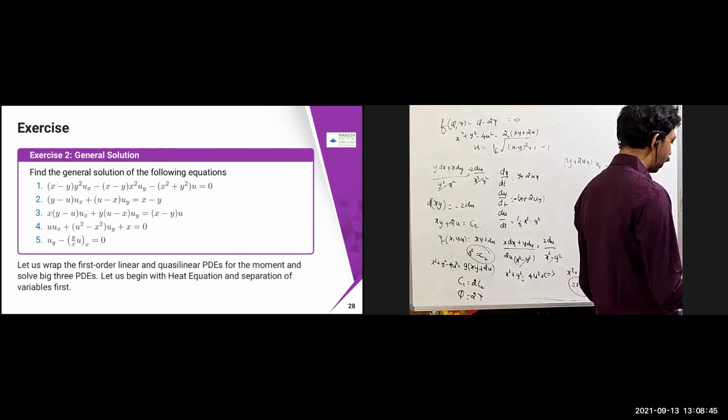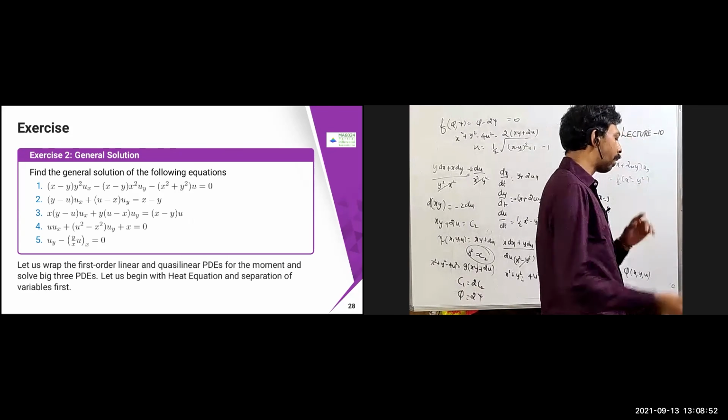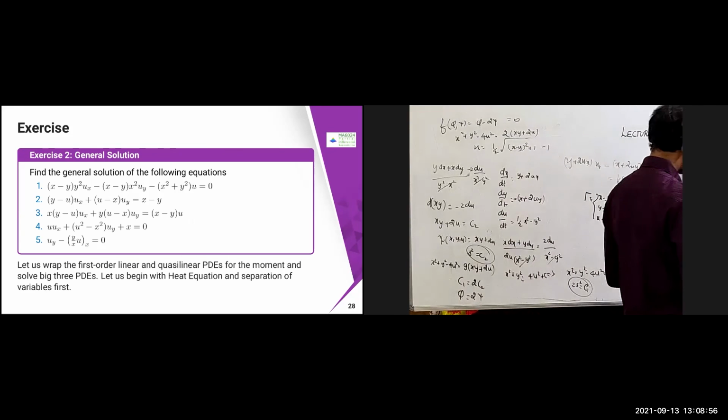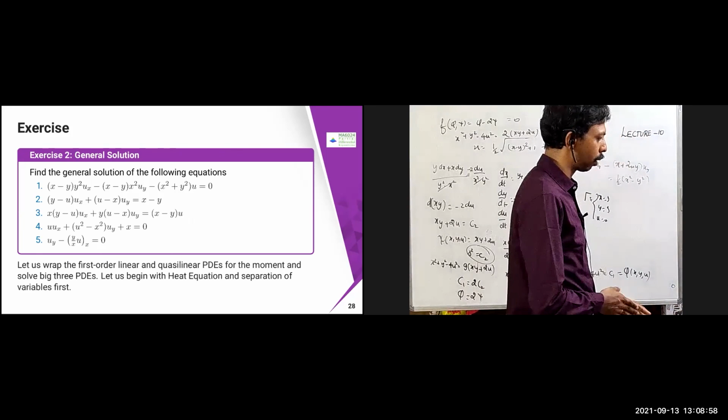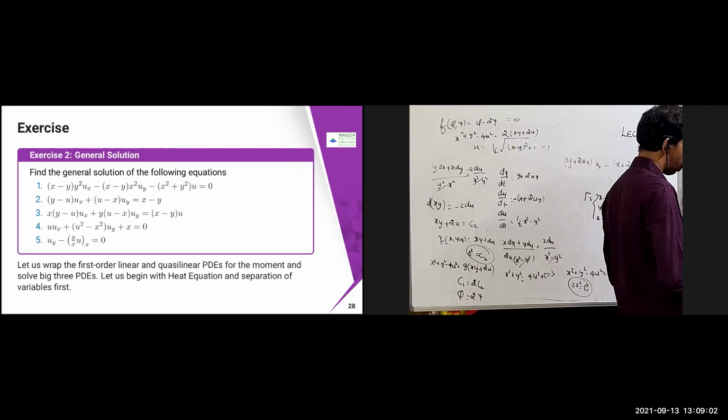So with this, I will stop first order linear and quasilinear PDEs for the moment. Next class, Wednesday onwards, we will begin with the heat equation and separation of variables for PDEs. So until the mid semester, we will cover this. Then we will go for the advanced topics.